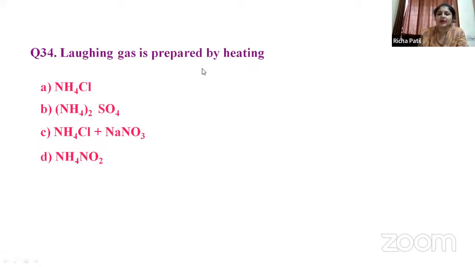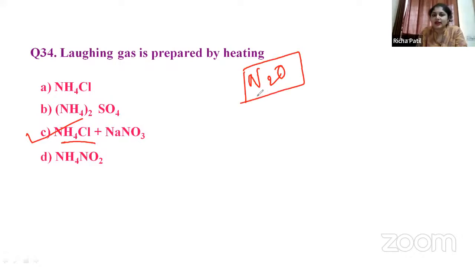Laughing gas is prepared by heating. How is laughing gas prepared? It is prepared by treating ammonium chloride with sodium nitrate. Okay, remember this. Laughing gas is N2O. So this is laughing gas.